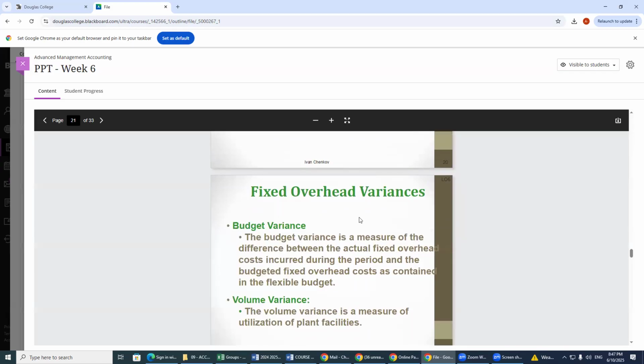Now, the fixed overhead variance, you already know from Shirley and from me, probably in the very first course if you take it. Now, the budget variance will be the comparison simply of actual versus the budget. But the volume variance will be the one that's going to show us how well we're utilizing the fixed cost. And that's going to make the difference.